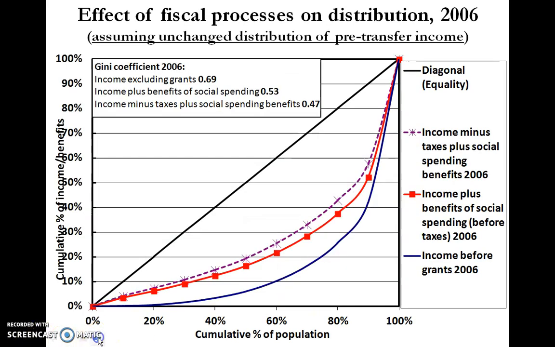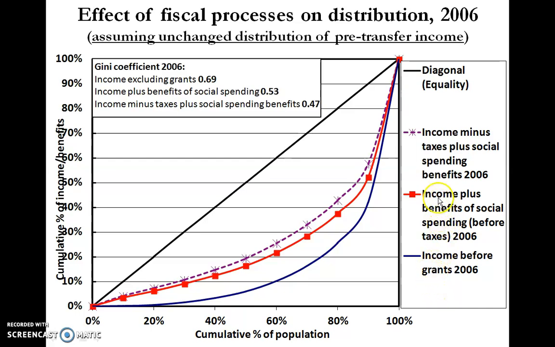Governments often want to know how effective their fiscal processes have been in terms of its potential impact on distribution. So if we look at this graph, for example, of Lorenz curves, the blue one represents the degree of inequality in this society before any kind of government intervention. So this represents your primary income. The corresponding Gini coefficient there is 0.69. So this is probably South Africa that we are looking at here.